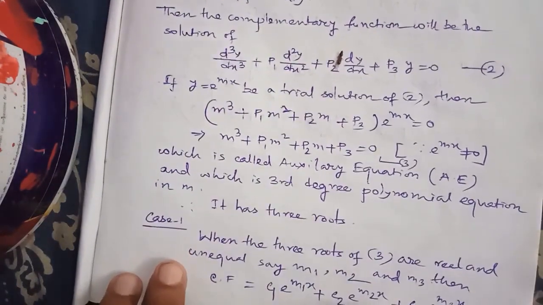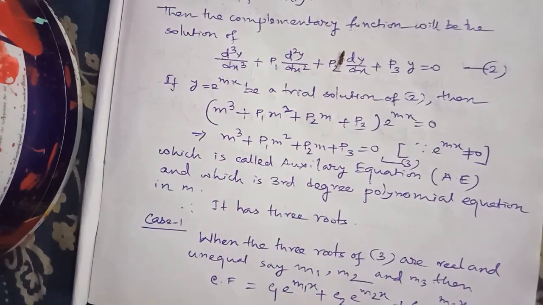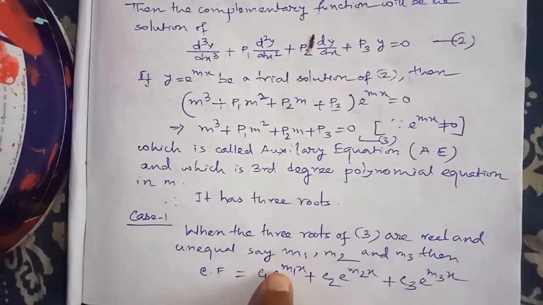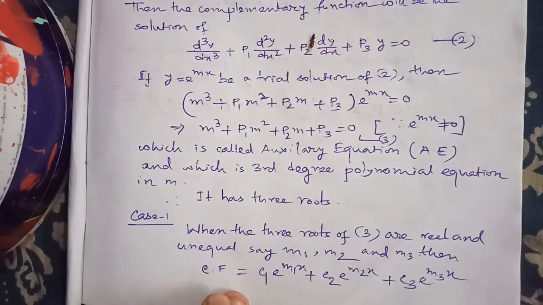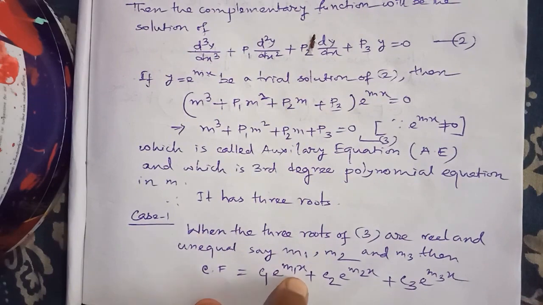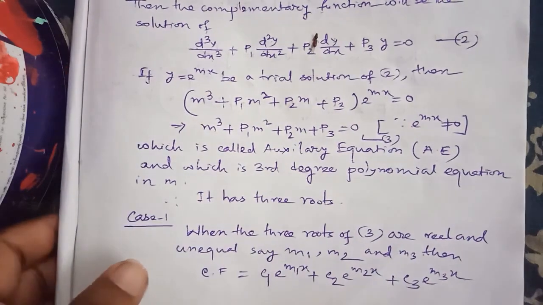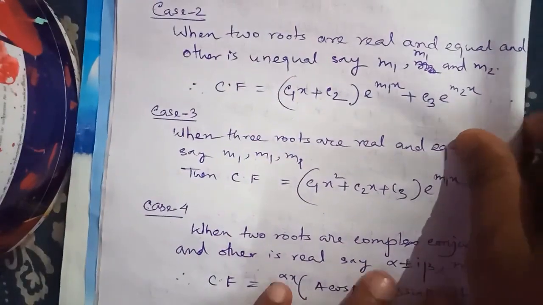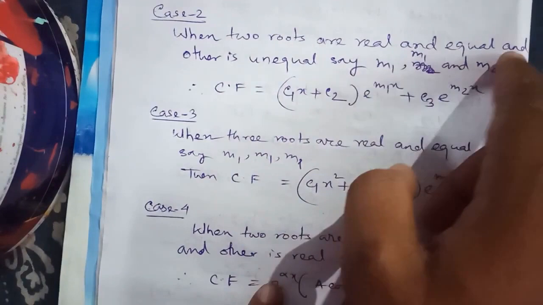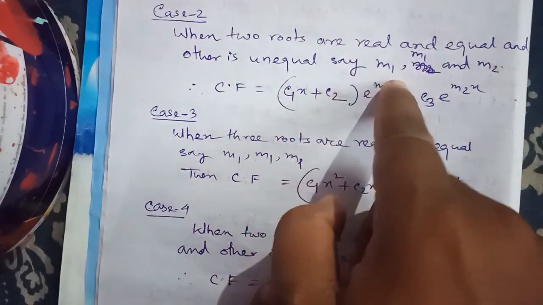When the three roots are real and unequal, let's assume the three roots are m1, m2, m3, real and unequal. In that case, its complementary function will be c1 e to the power m1x plus c2 e to the power m2x plus c3 e to the power m3x. Now we get other cases where two roots are real and equal, and the third root is unequal. Say m1, m1 and m2.